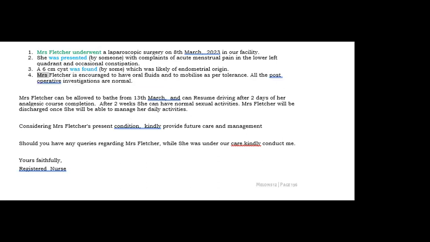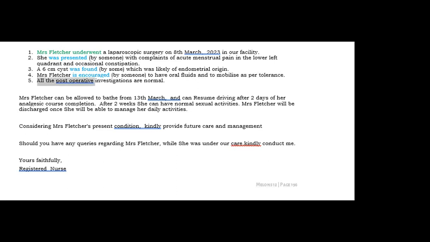Okay, coming to the next one. Mrs. Fletcher is encouraged to have oral fluids. Is it passive or active? Passive. Is plus encouraged, is plus the ed form. So when you see is, was plus the V3 form, it is a clear indication that it is a passive voice. Mrs. Fletcher is encouraged by whom? By someone, to have oral fluids and to mobilize as per tolerance.